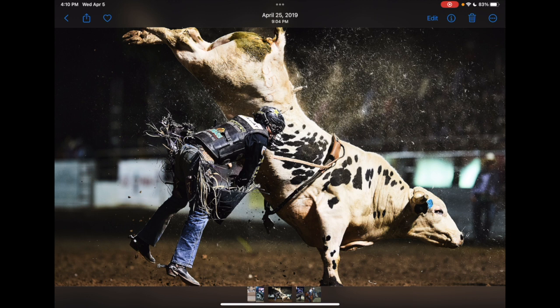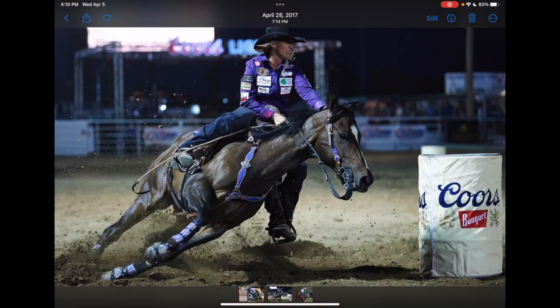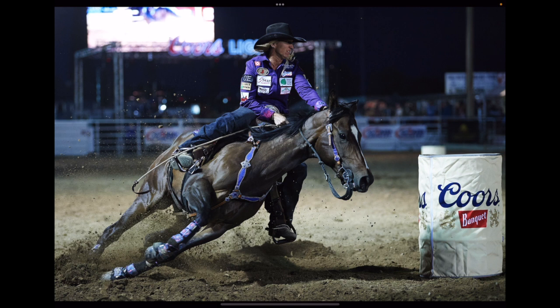So that's why it looks like that. If I'd been down at 1000, that would have looked more blurry. It still would have looked okay, but it wouldn't have looked anywhere near as good. So that's kind of an argument as to why you would have the shutter speed at the high end of the acceptable range. This is what the barrel racing looks like.